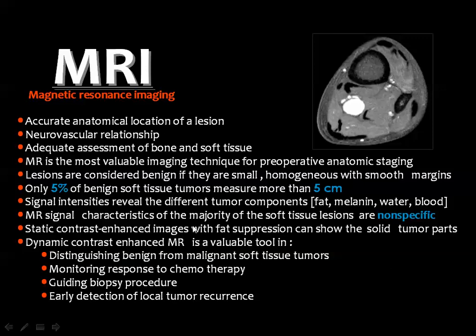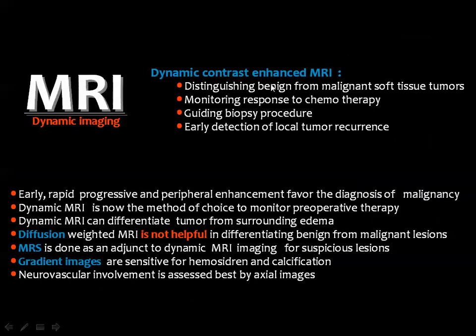We have two methods for injection of contrast material by MRI: the static contrast enhanced images with fat suppression, and the dynamic contrast enhanced MRI. These are valuable in, number one, distinguishing benign from malignant tumors according to the previously mentioned criteria, monitoring the response to chemotherapy, guiding the biopsy procedure, and also helping in early detection of tumor recurrence.